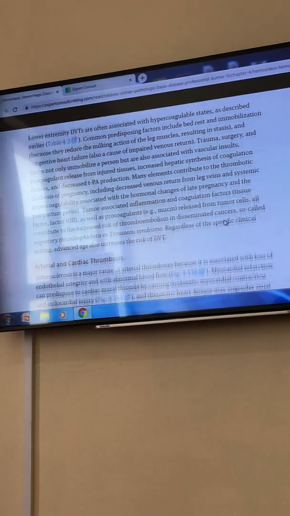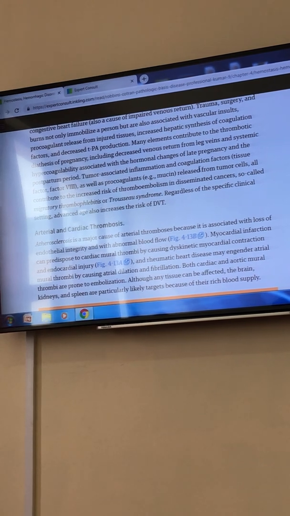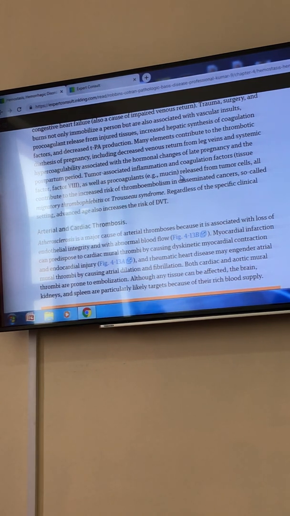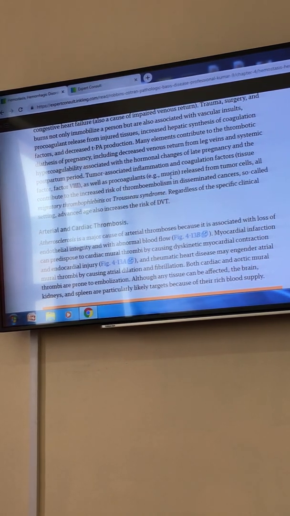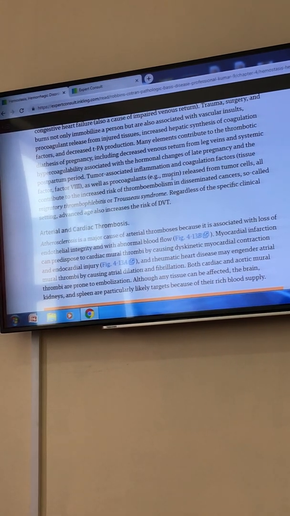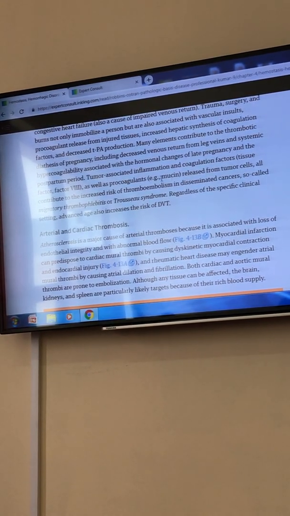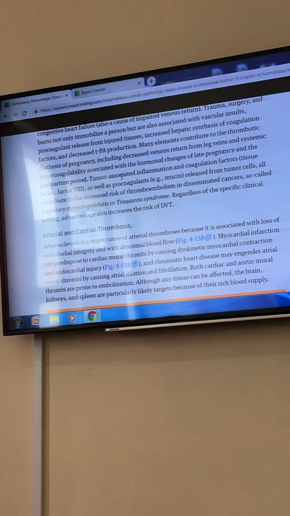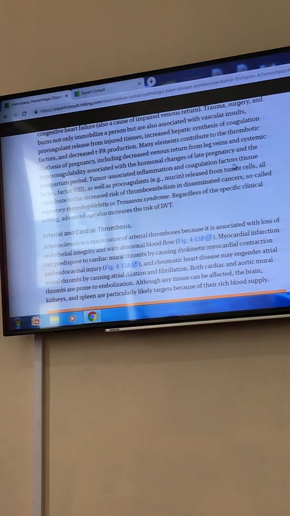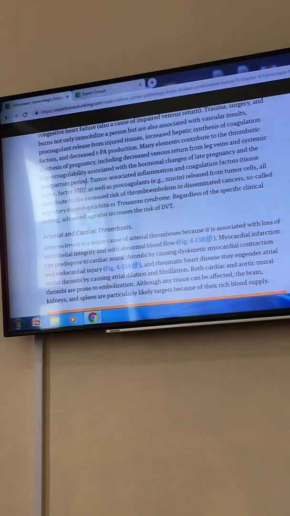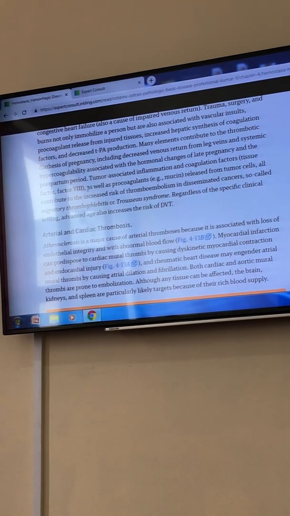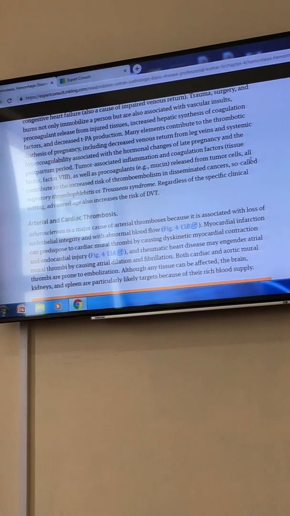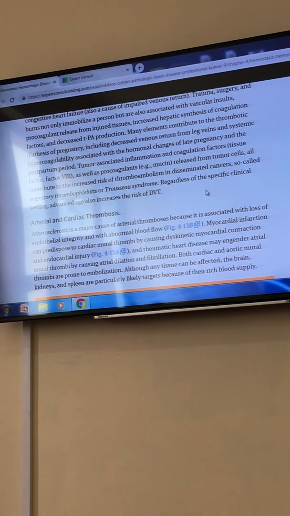In cancer patients, as I said, there is, for example, mucin production. Some cancers, such as mucinous adenocarcinoma of the stomach or intestine, produce a lot of mucin, and this is thrombogenic, procoagulant. Or tumor-associated inflammation and coagulation factors such as tissue factor, which is a glycoprotein, and factor VIII. These are released from tumor cells and increase the risk of thromboembolism.